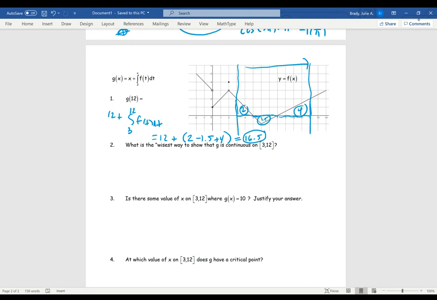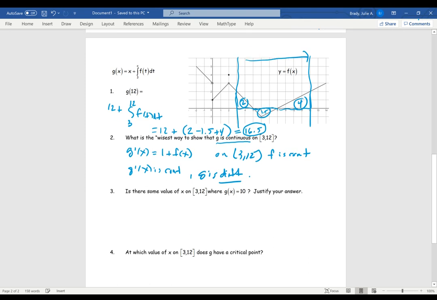Okay. So the easiest way to show that something's continuous is to show that it's differentiable. So we're going to say g prime of x is 1 plus f of x. That's the second fundamental theorem. Okay, and we're going to say on [3, 12], f is continuous. Therefore, g prime of x is continuous, which means g is differentiable. Oh, yeah, because the derivative exists.